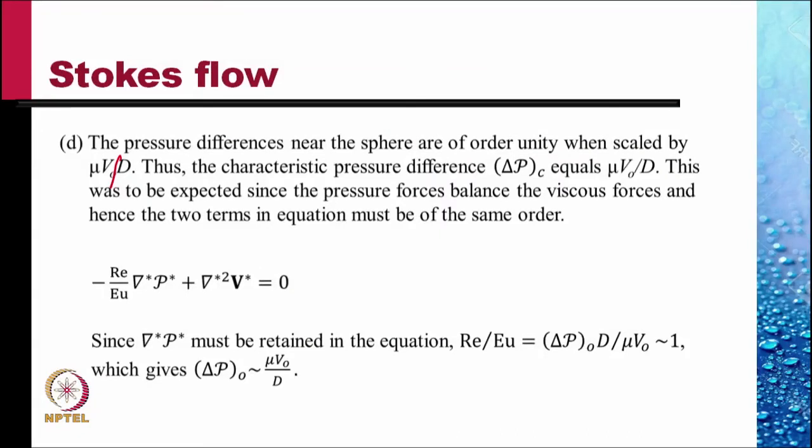In the steady flow, the governing equation acquires the form minus Re divided by Eu, the Euler number, delta star P star plus delta star square V star is equal to 0. Since delta star P star must be retained in the equation along with delta star square V star, Reynolds number by Euler number should be equal to 1 or of order 1, and that is why delta P characteristic is mu V naught by d.